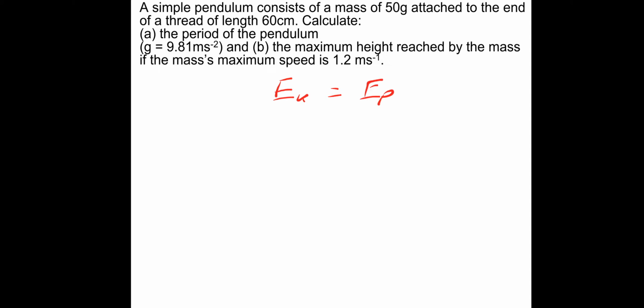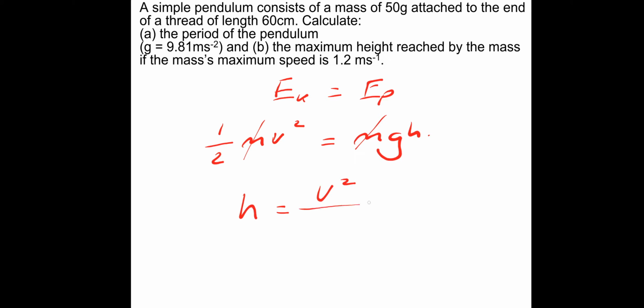So the kinetic energy is half mv squared. The loss of kinetic equals the gain in potential, which is mgh. So the masses cancel, and we just need to rearrange to find the vertical height that it would go. So height is equal to v squared over 2g.